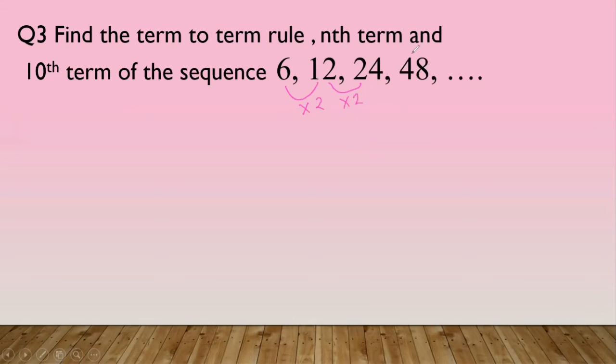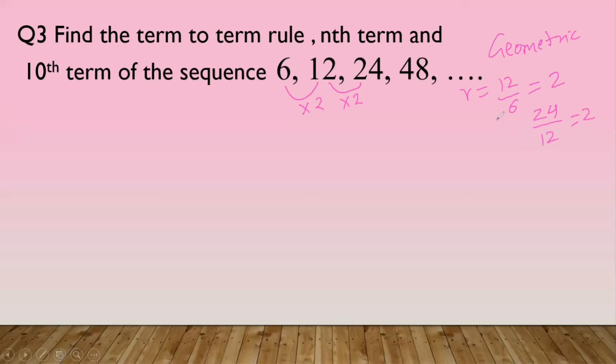So this type of sequence where there is a common ratio is called a geometric sequence. These are called geometric sequences. And how do we find the common ratio? So r is equal to the next term divided by the first term. So 12 divided by 6, which is 2, is our r. Or you can take 24 divided by 12, which is again 2, is your r. That is the common ratio.